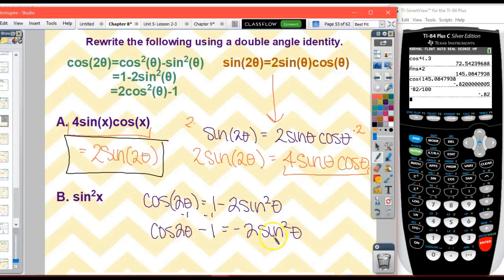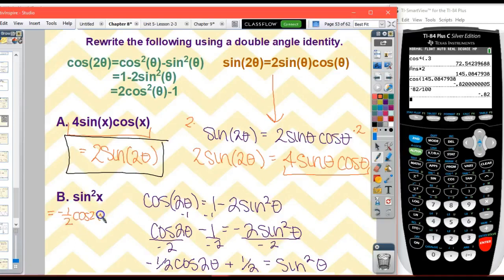From here, to get this sine squared by itself, I would divide everything by a negative 2. So I'm going to end up getting a negative 1/2 cosine 2 theta. Negative divided by a negative is a positive 1/2. That's what sine squared would equal in terms of a double angle identity. So I could rewrite sine squared as negative 1/2 cosine of 2x plus 1/2. Okay, so we're just manipulating these identities to look a little bit different. All right, next slide we're going to look at.